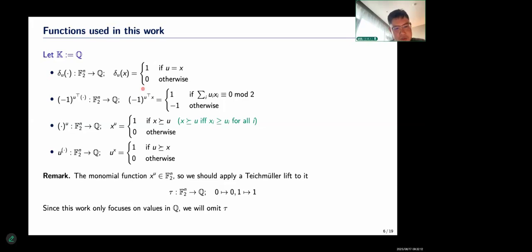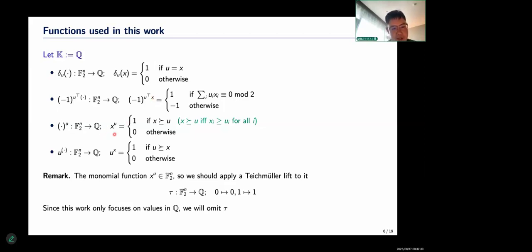Here I will introduce 4 frequently used functions in this work. The first one is called the delta U function. Only when X is equal to U, then it's 1, otherwise it will be 0. And the second function is written like this. Only when the inner product of U and X is 0, then it's 1, otherwise it will be -1.